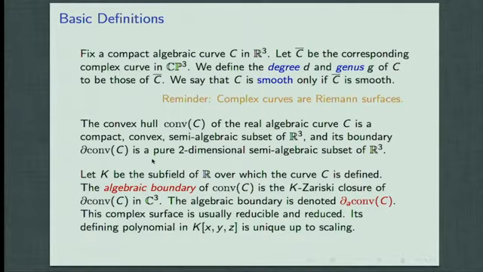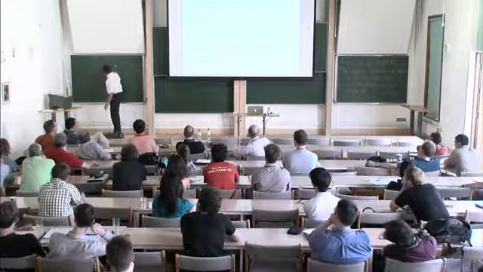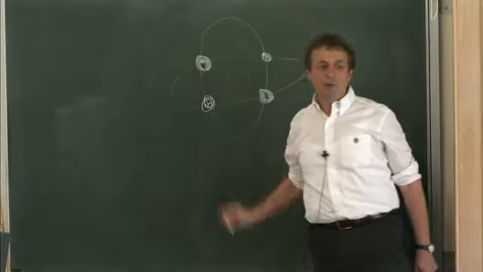So then the algebraic boundary is the K-Zariski closure of the classical boundary. And this I'm going to denote by D sub A. So this is a complex surface. It's usually reducible, and it has a defining polynomial, unique up to scaling. Let me explain this in an example. Suppose I have the following task. Suppose I give you 4 points in the plane, and I'd like to compute the algebraic boundary of the convex hull.